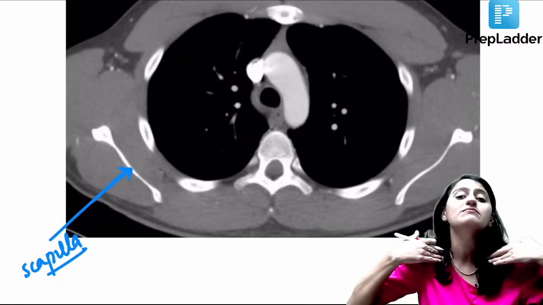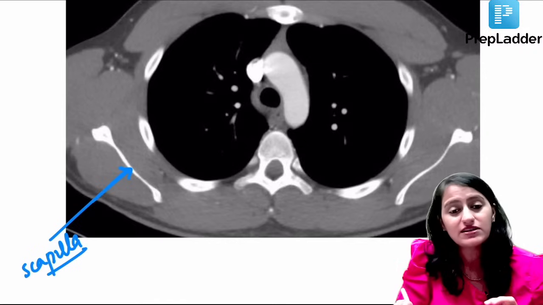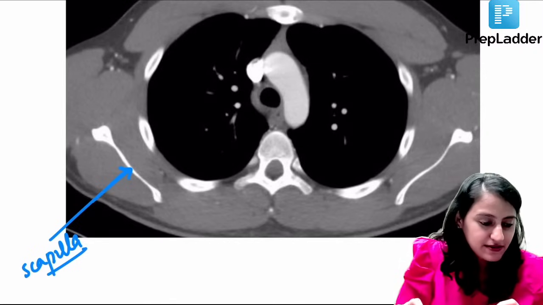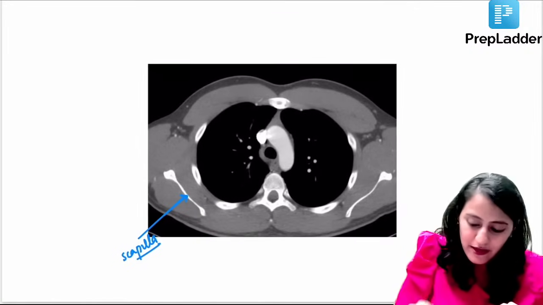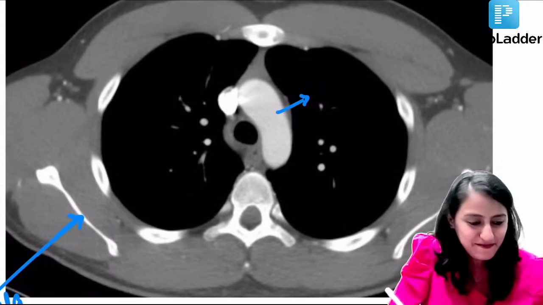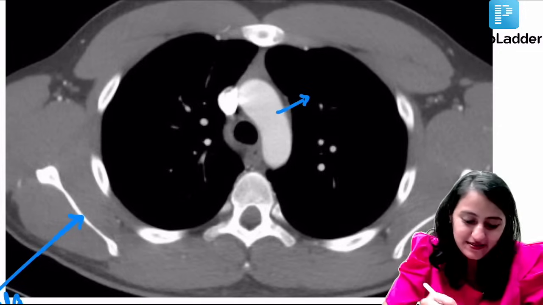Okay, you are at the level of the lung. The clavicle comes here at the lung apex. So that is not the clavicle. This is the scapula. Is this clear? Right? And what is this structure here?